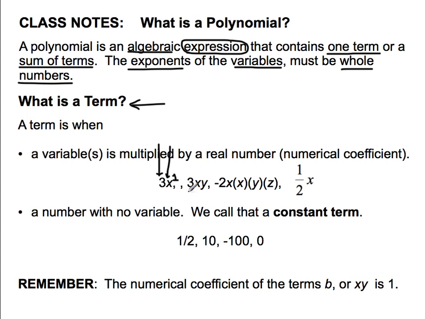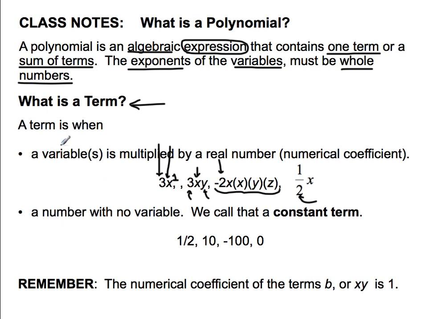Here we have a numerical coefficient of 3. We have two variables now, an x and a y. Here we have a numerical coefficient of -2. We have an x, an x, a y, a z, and we multiply them all together. We don't see any addition or subtraction signs. This is a negative sign, that's not a subtraction sign. So all this put together is called a term. And our numerical coefficient can be a fraction, because remember, our numerical coefficient can be any real number. Just the exponents of our variables have to be whole numbers.